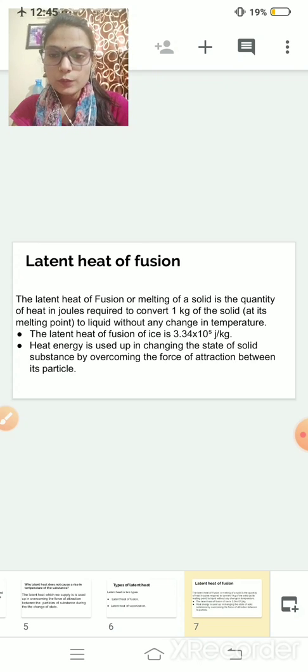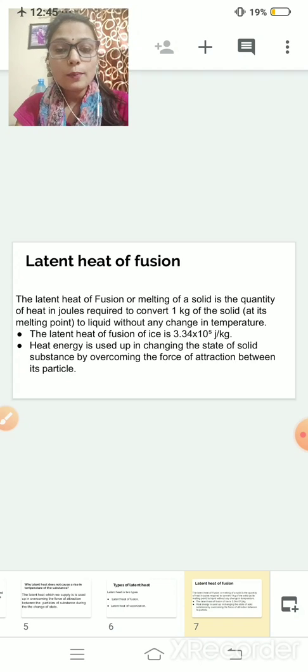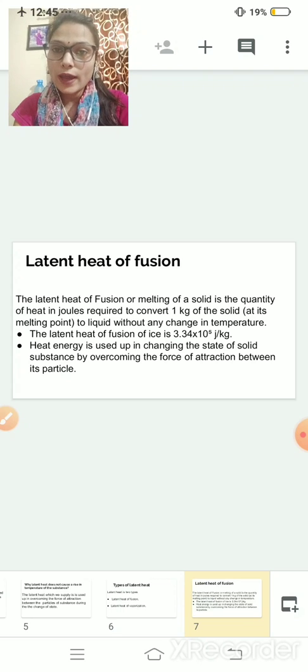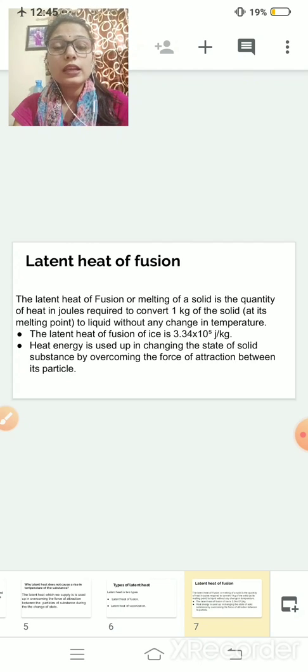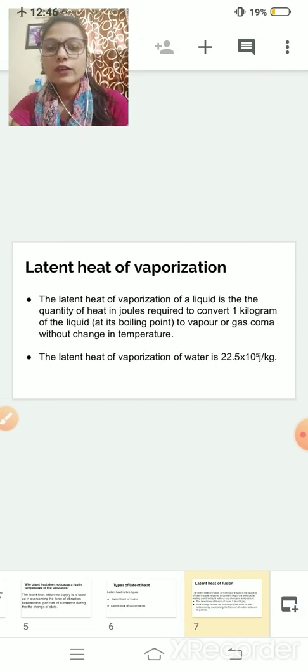I am reading once more. The latent heat of fusion or melting of a solid is the quantity of heat in joules required to convert 1 kg of the solid to liquid without any change in temperature. The latent heat of fusion of ice is 3.34 into 10 to the power 5 joule per kg. Heat energy is used up in changing the state of solid substance by overcoming the force of attraction between its particles. Clear? Now, shall we move ahead?